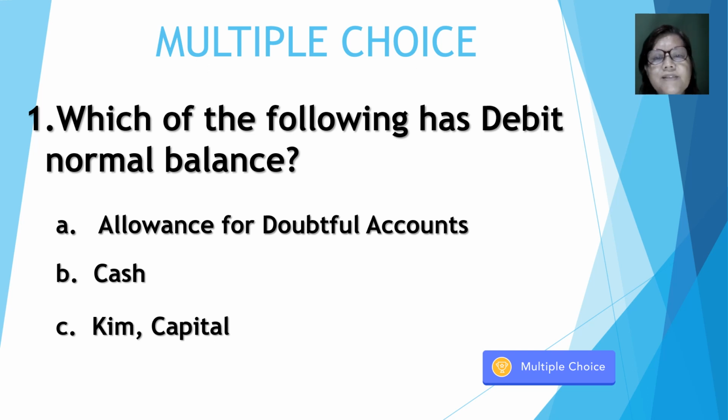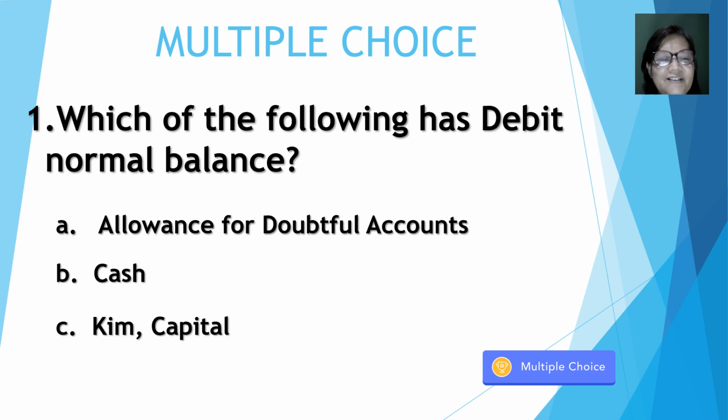Let us do this activity. We have 5 multiple choice questions. Number 1. Which of the following has debit normal balance? Is it A, allowance for doubtful accounts? Is it B, cash? Or is it C, Kim Capital?